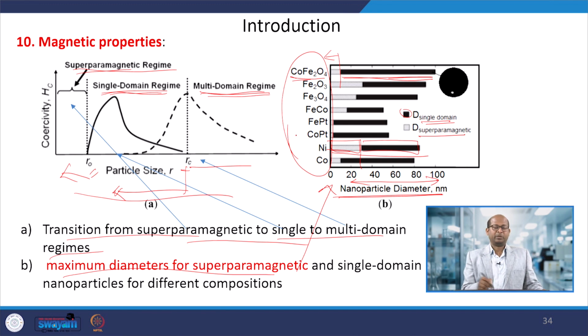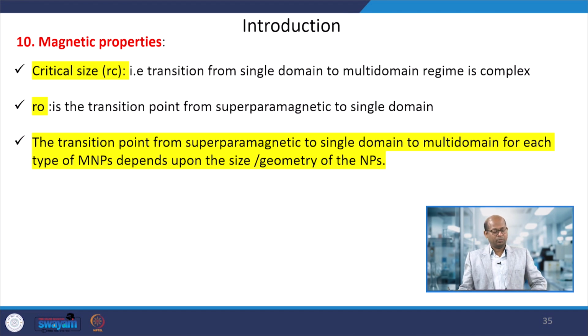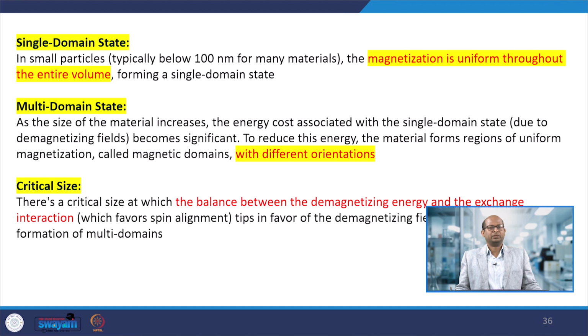Like that, other materials or metal oxide components also show different types of properties. The critical size means the size at which the material shows a different type of property, and that depends on the particle diameter. We can prepare different sizes of materials, nanomaterials, metal oxides, and a particular size is very important. After that the material will show the single-domain or multi-domain regime, or once we reduce the size below that diameter, it will show the superparamagnetic regime.